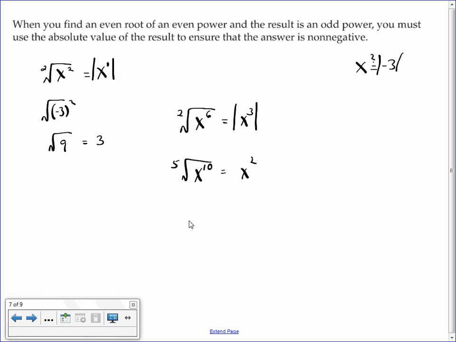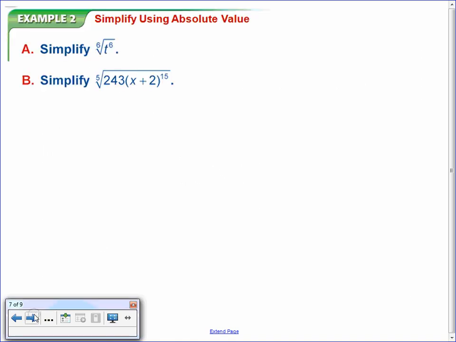Or if at any time, for example, I've got the 4th root of x to the 8th, this would be x squared. They're all even. I don't need to worry about absolute values. So, looking at this one, let's do the math first. The 6th root of t to the 6th is t to the 1st. Even, even, odd power, I need absolute value.